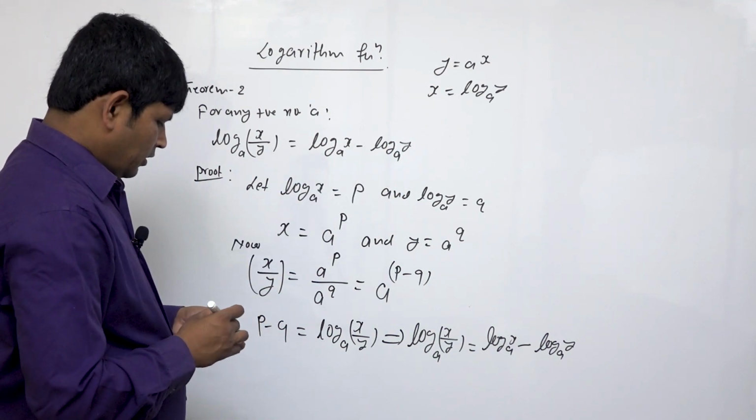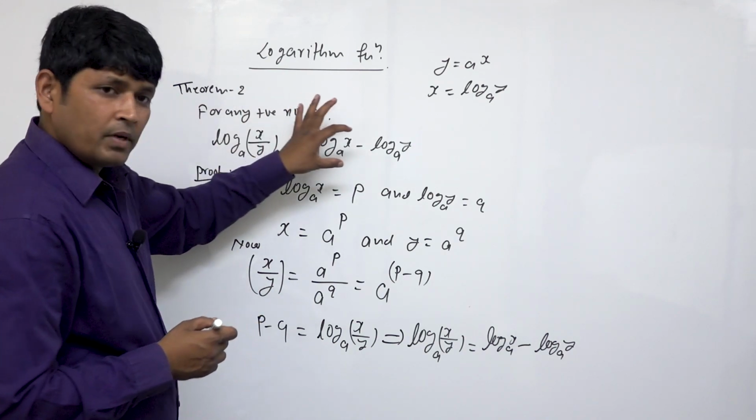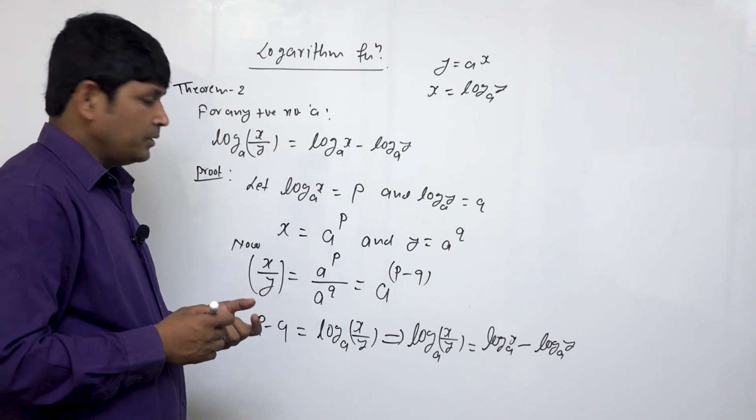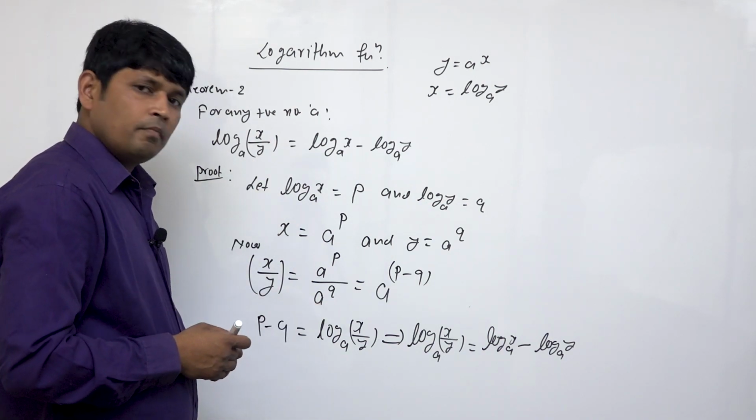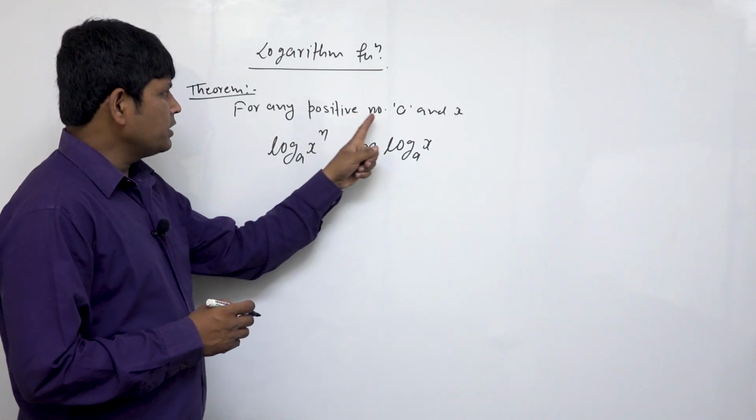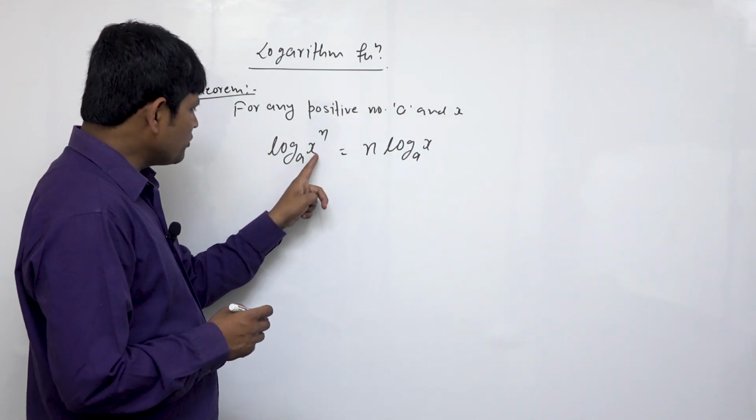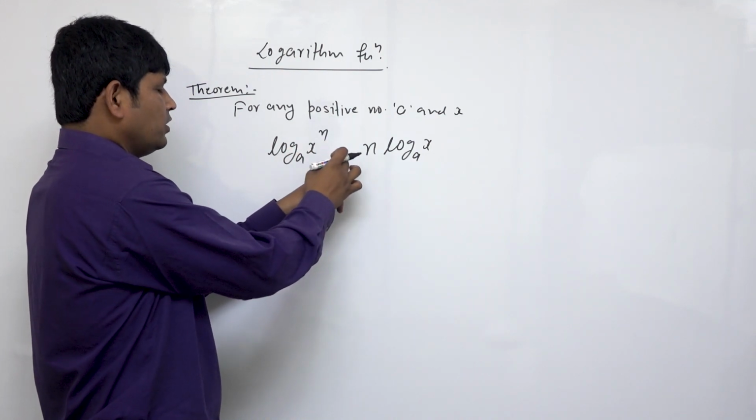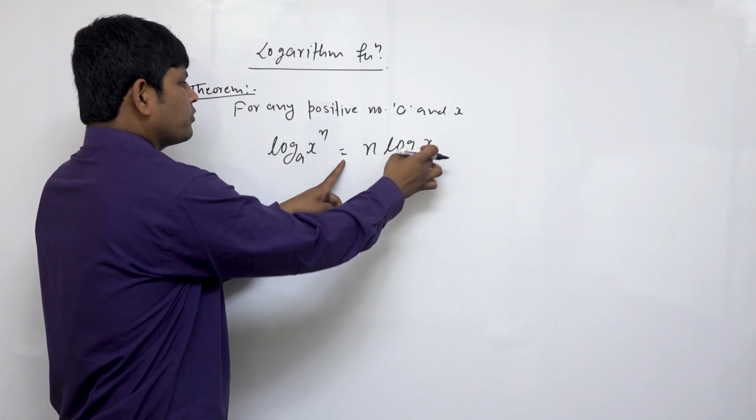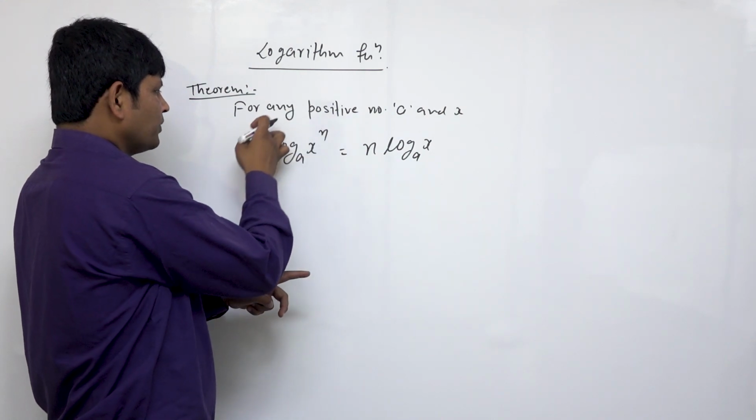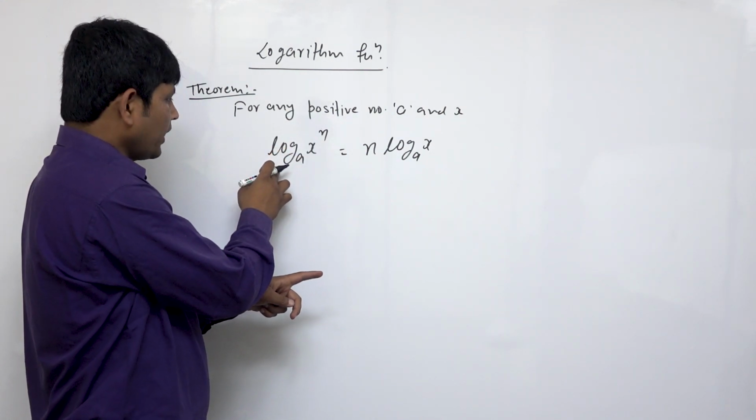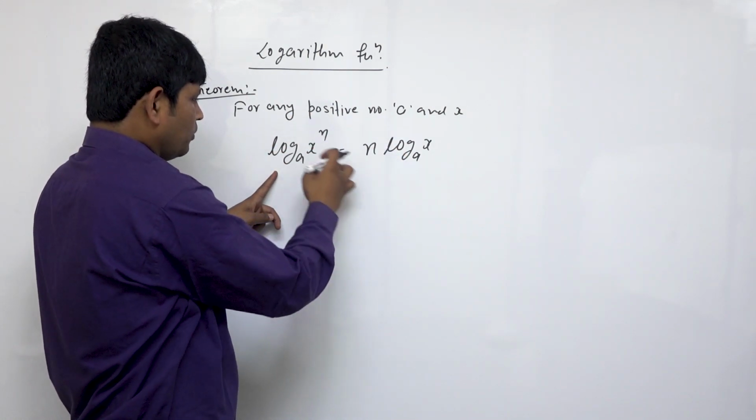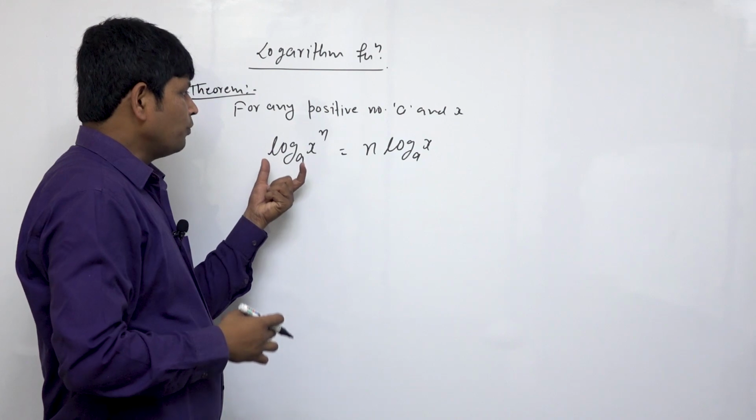So this is called the quotient rule, the quotient property. While solving logarithm problems, we have to apply this property. So this way we can prove it. Another theorem: for any positive numbers a and x, log of x to the power n to the base a is equal to n log of x to the base a. The power will go to the front of the log x. So this is the power rule property.